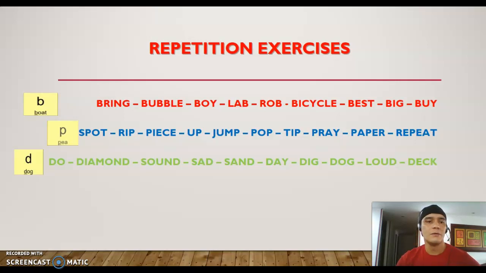And with the d sound: do, diamond, sound, sad, sand, day, dig, dog, loud, deck.